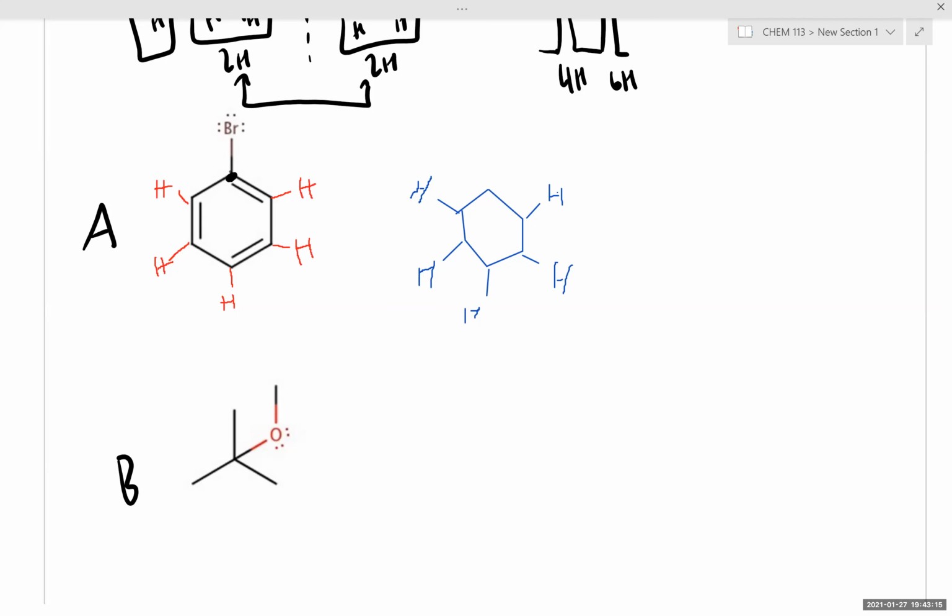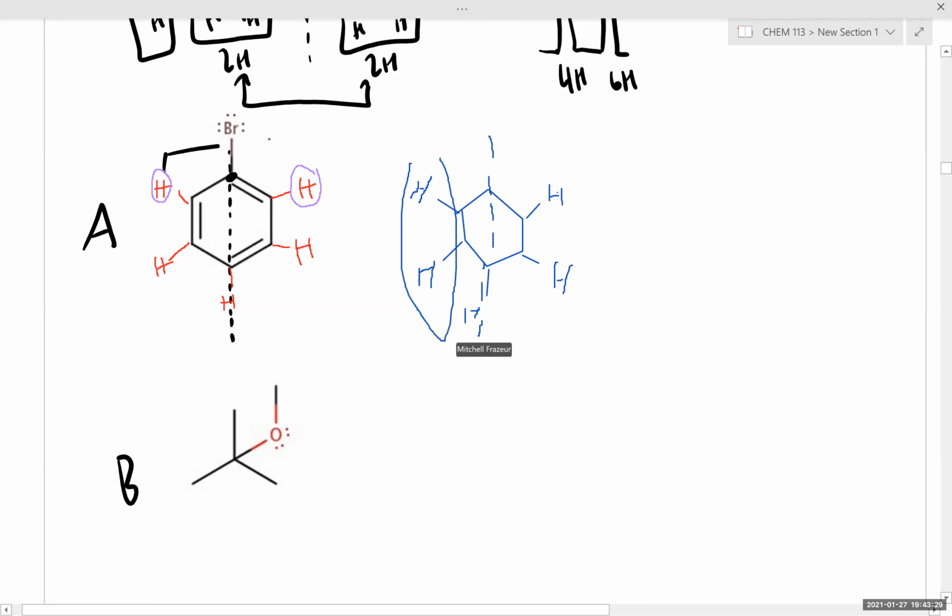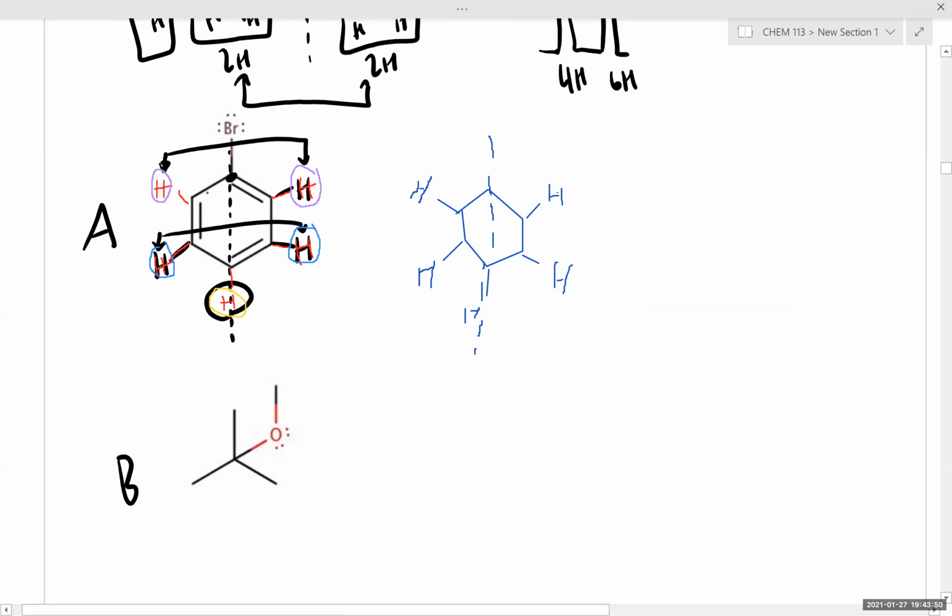So let's try to draw the plane of symmetry. One student mentioned if we bisect this molecule down the bromine, we in turn end up with pairs of identical protons. So these 2 protons are chemically equivalent via symmetry. Likewise, these 2 protons are chemically equivalent via symmetry, and this proton is also chemically unique. So how many unique signals would we see? 3, exactly. 1, 2, 3.